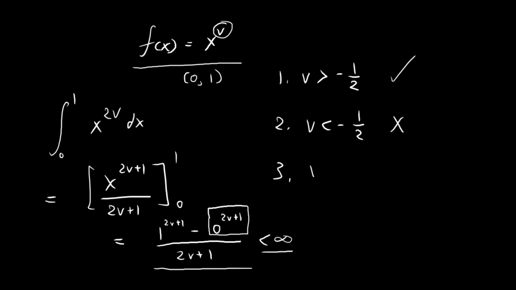Now the third case is when v is equal to negative 1/2, and you will see there's also a problem with this, because if you substitute this in, you get 0 to the power of 0, which is undefined.